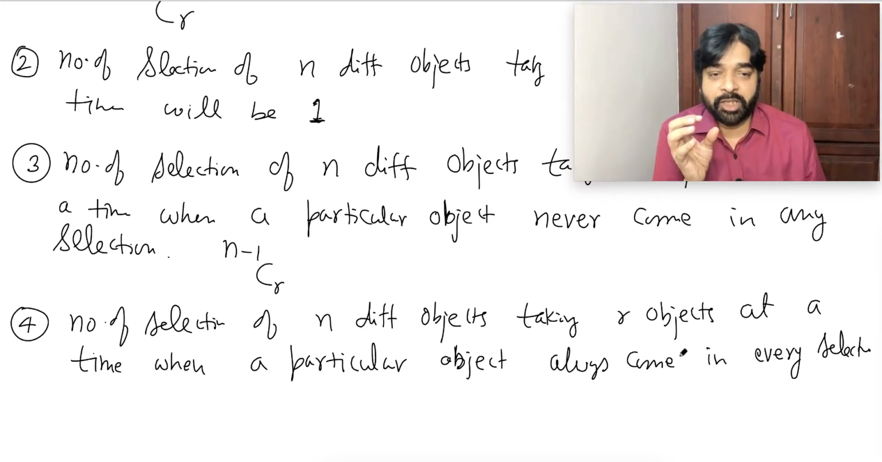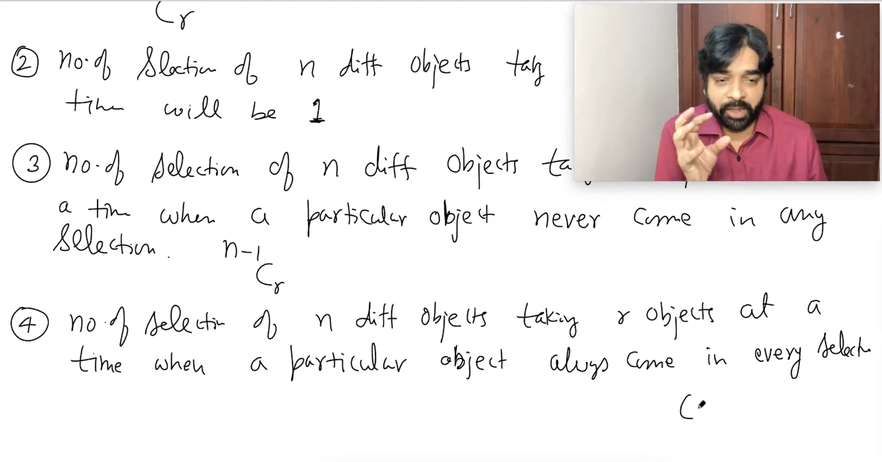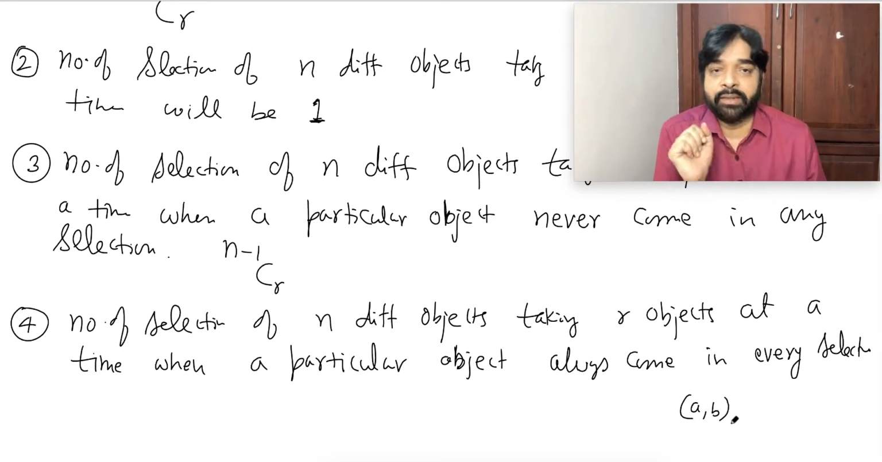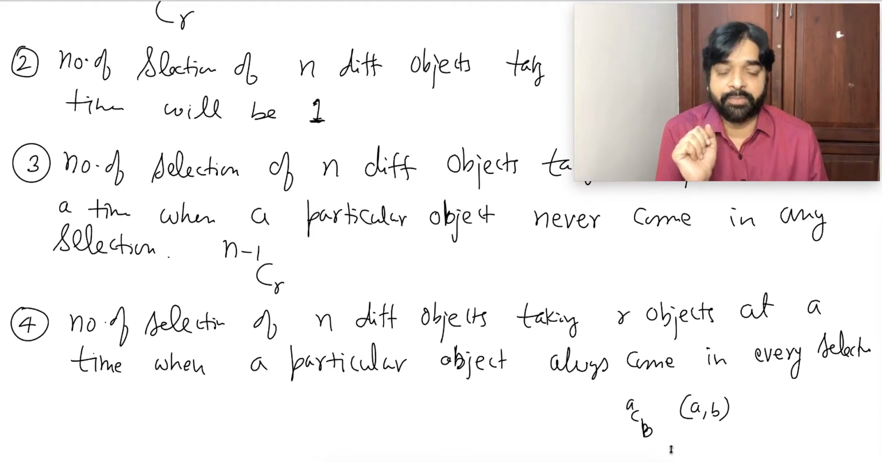You can write nCr this way also in text format if anybody wants to write. See, A comma B, this way also we can write it. The A, C, B we can write this way also. It will be easy.